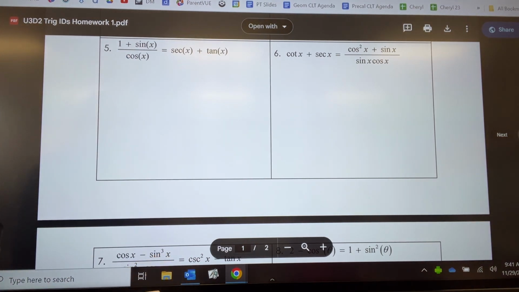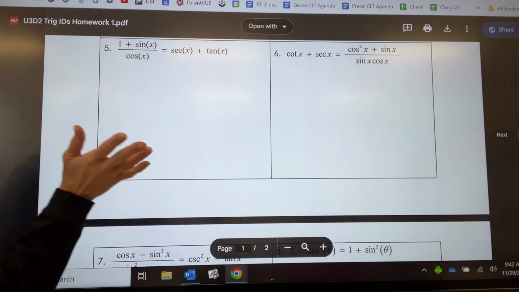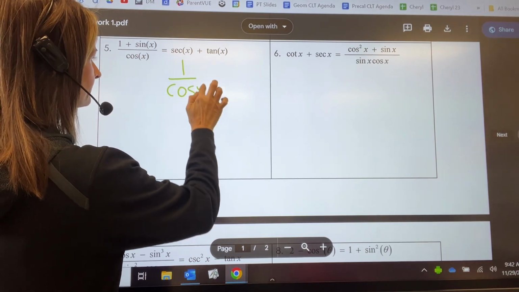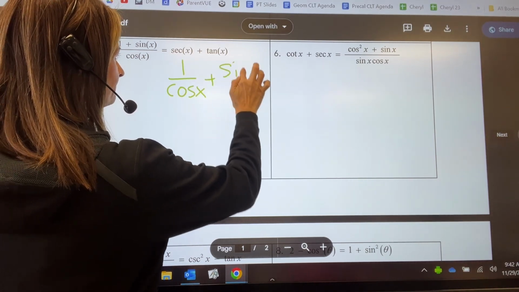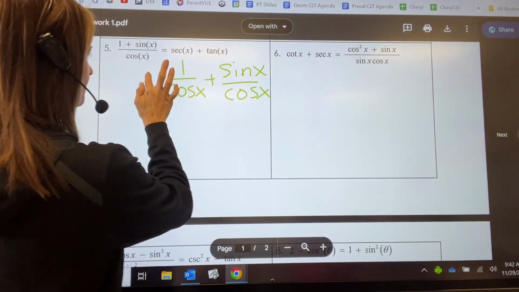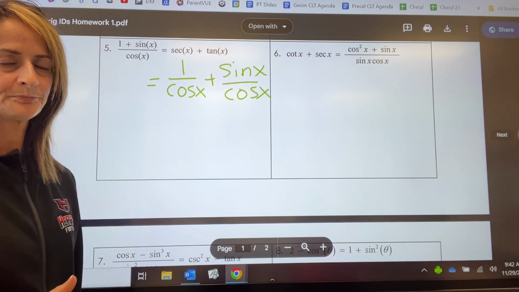So I see I've got secant and tangent. I'm adding them. So I'm gonna write those as reciprocals first, okay? This is 1 over cosine plus this is sine of x over cosine of x. Now I have, and I'll put equals on this side to show everybody I'm working on the right.